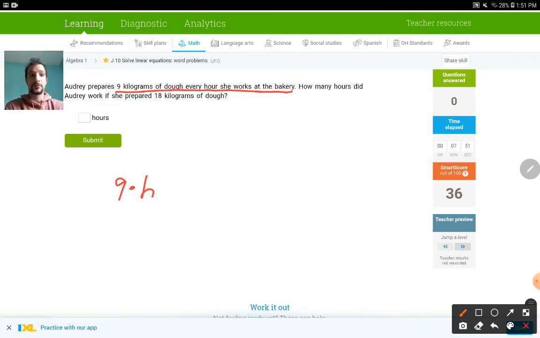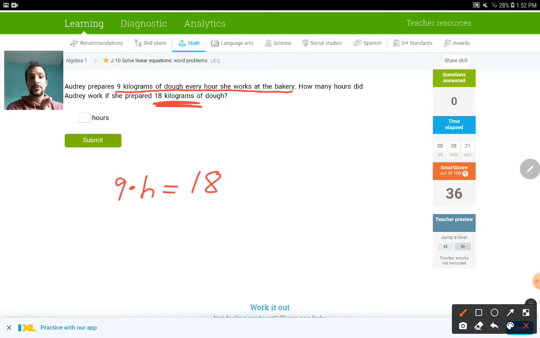Now let's read the rest of the question. How many hours did she work? So H should stay as H because that's our question. We don't know how many hours. We cannot just plug in a number. If she prepared 18 kilograms of that dough, so the answer is going to be 18 this time. We are not plugging in 18 because 18 is not the number of hours. It is the mass of the dough. So that's what I need to figure out.